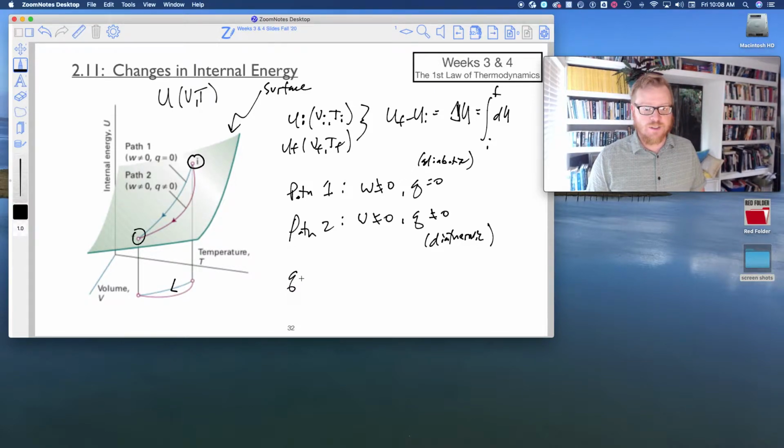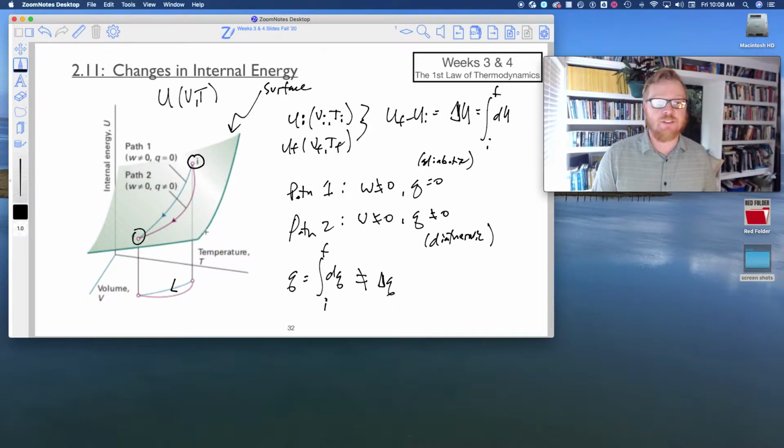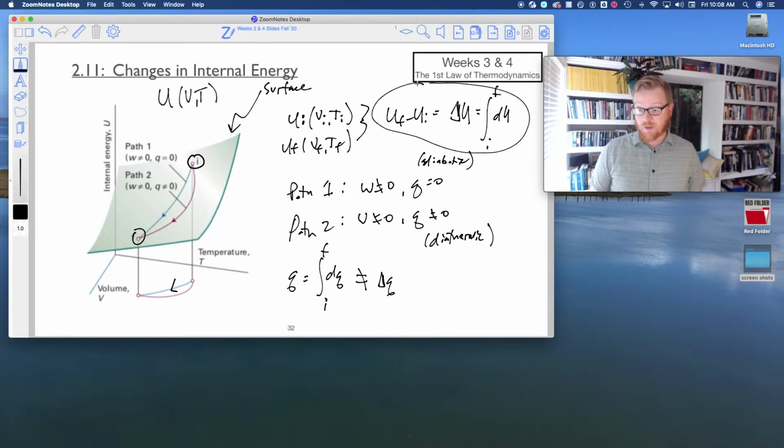Okay? And the important point to note about these things is the paths are very different. So in other words, if I try to integrate Q along this path, this is not going to equal delta Q, because the heat done is very different for both of those two paths. However, we can say that this is true because U is a state function. And so that's our consequence of exact and inexact differential expressions.